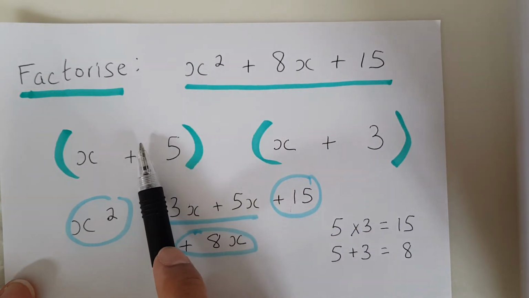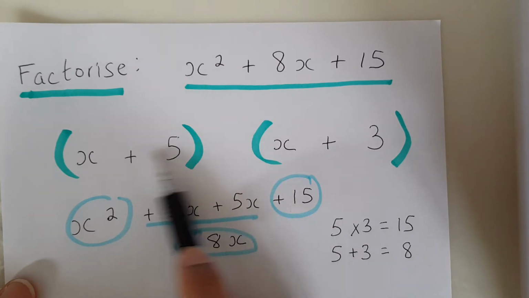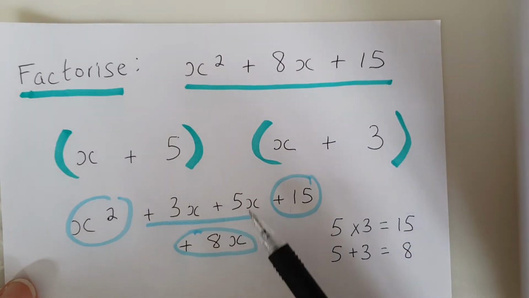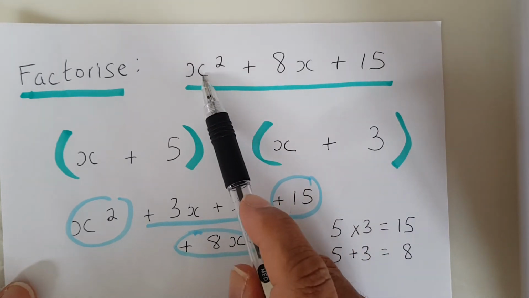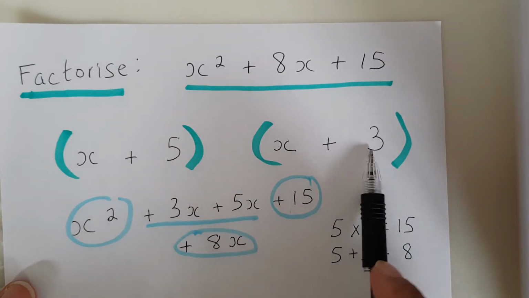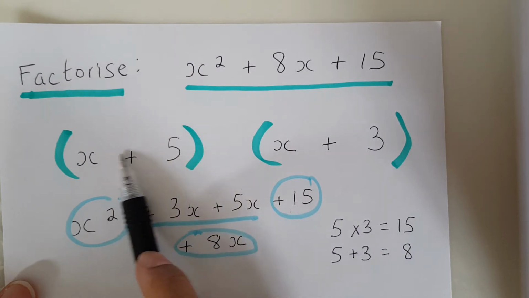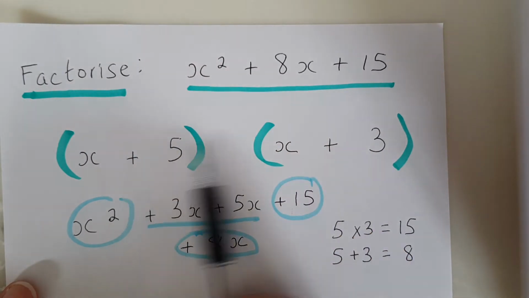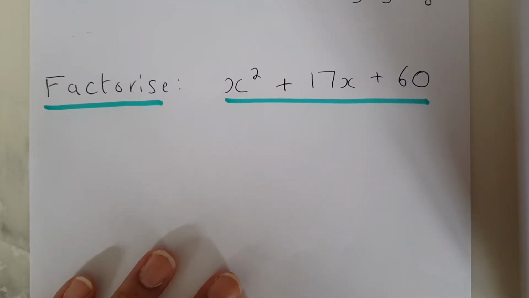So previously we expanded and simplified these brackets, and we got this answer. But now we're doing the opposite. We're factorizing, so we have to put this quadratic into a bracket. We've got the answers, x plus 5, x plus 3. Are they correct? Yes. You have to expand and simplify to make sure they are correct. Right, excellent. Let's do the second part of this video.